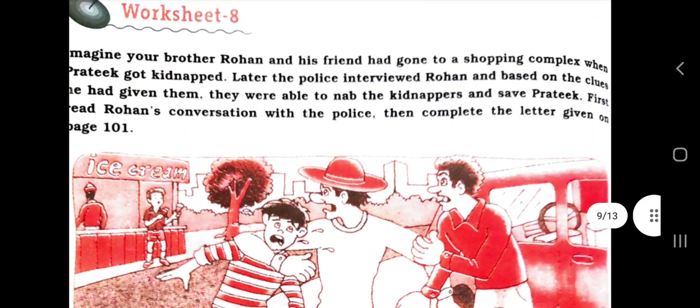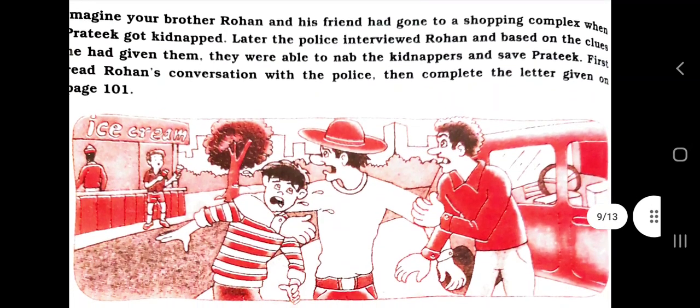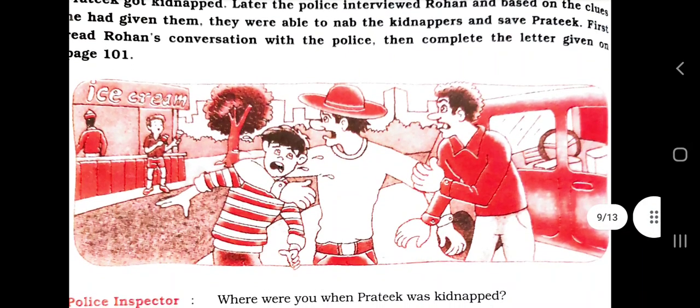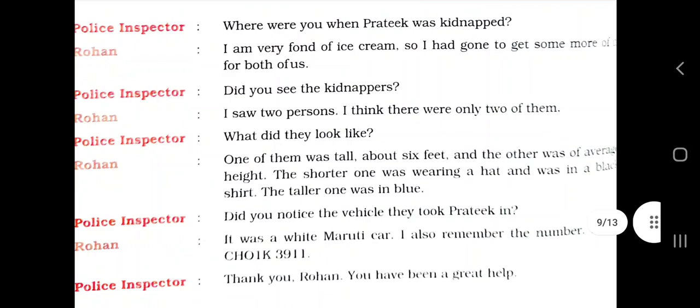Now worksheet 8. Imagine your brother Rohan and his friend had gone to the shopping complex when Pratik got kidnapped. Later the police interviewed Rohan and based on the clues he had given them, they were able to nab the kidnapper. Nab means pakad mein aana, pakad lena. The kidnapper and save Pratik. First, read Rohan's conversation with the police, then complete the letter given on page number 101.